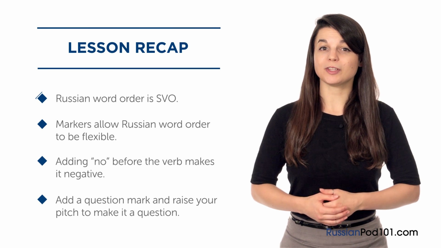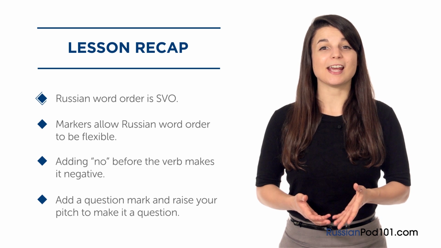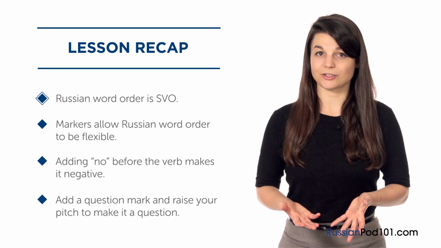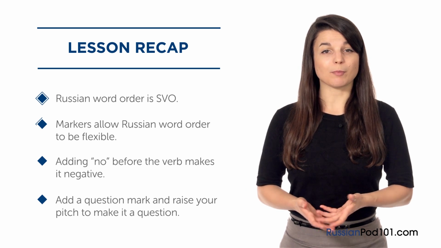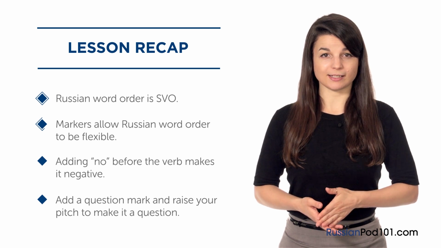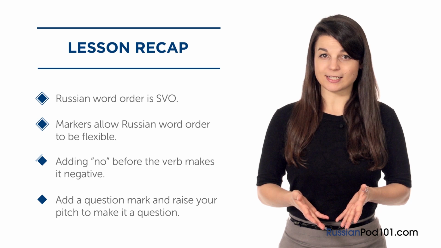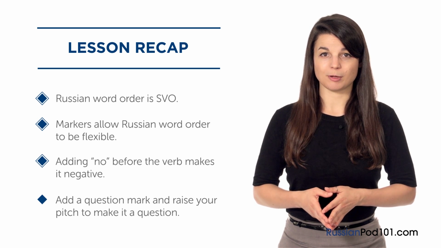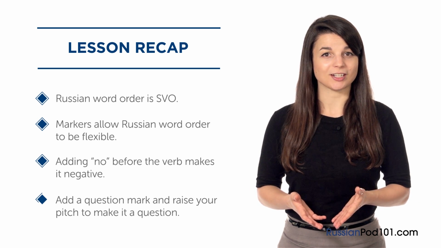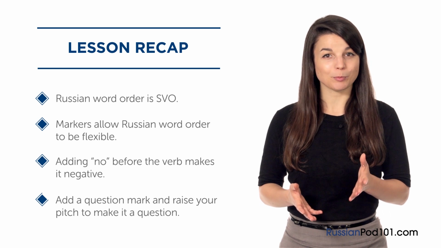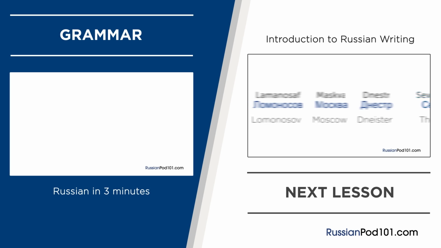Well done! Let's wrap up this lesson by recapping what we've learned. In this lesson, you learned that Russian sentences can be formed using an SVO word order, just like English. Additionally, Russian uses markers to indicate the role of a word in a sentence, which allows the word order to be much more flexible. You make a negative sentence by adding no before the verb. And to create basic questions in Russian, simply add a question mark and raise your pitch at the end of a sentence. See you in the next lesson.